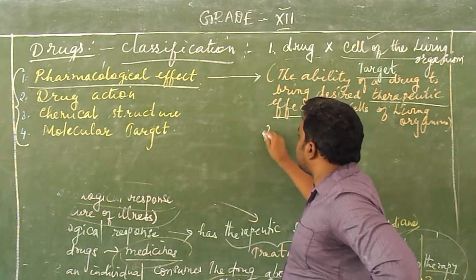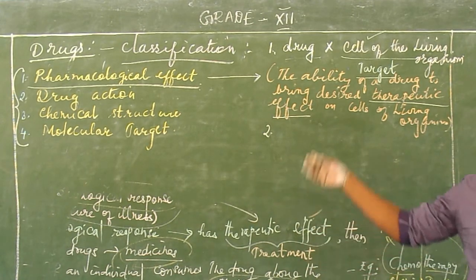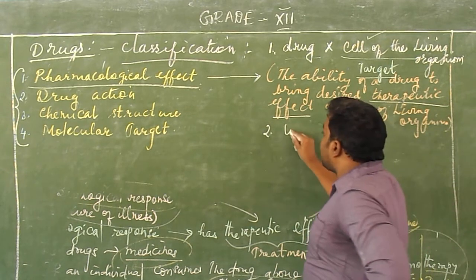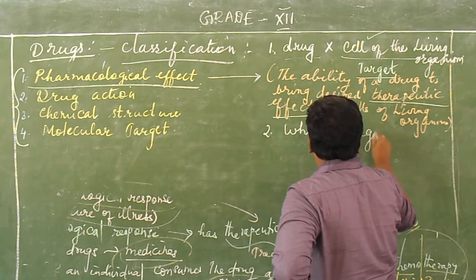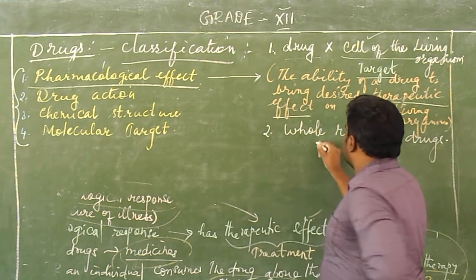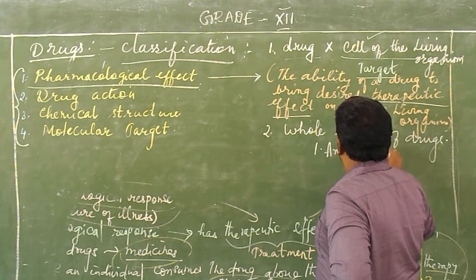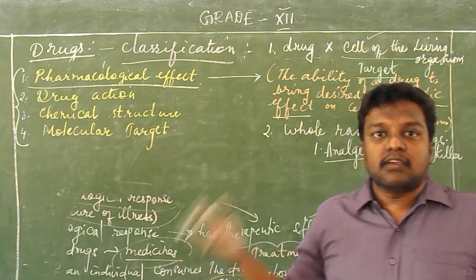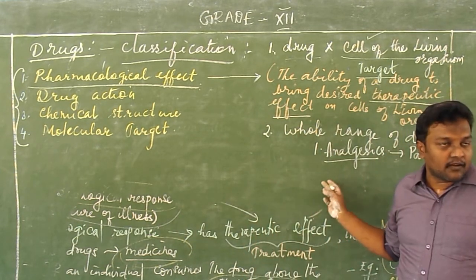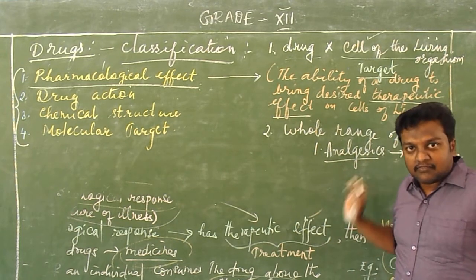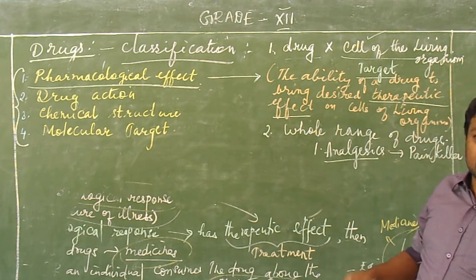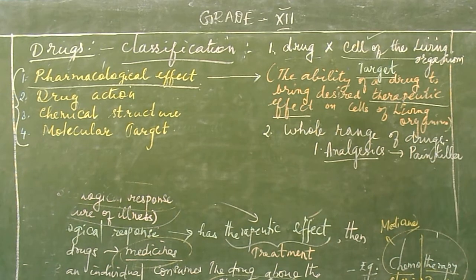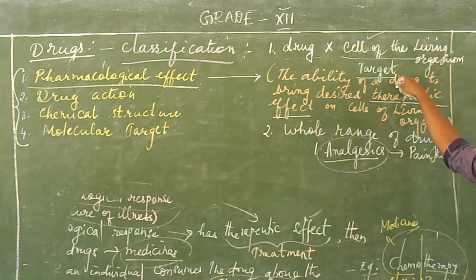So the next point is example. What can be the pharmacological drug? It is the whole range of drugs, for example analgesics. What is analgesic? Analgesics or painkiller. If we have a headache, we will take analgesics. If we have stomachache, we will take analgesic. If we have leg pain, muscular pain, or any spasm, we will take only analgesics as a painkiller. So this is the whole range of drugs. Analgesics bring about the desired therapeutic effect on the cells of the living organism. Can you understand?